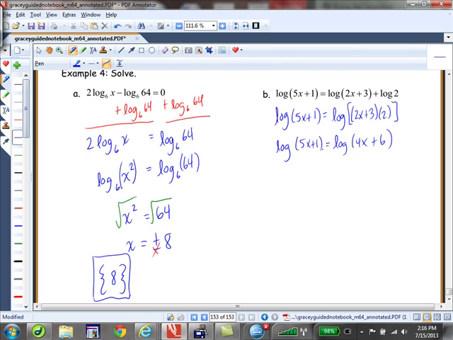Now they're both common logs, so that means we can equate what's inside. So we get 5x plus 1 equals 4x plus 6. Subtracting 4x from both sides, we get 1x. Subtracting 1 from both sides, we get 5. And so you'll find when you check this in the original equation, you get a solution of 5.